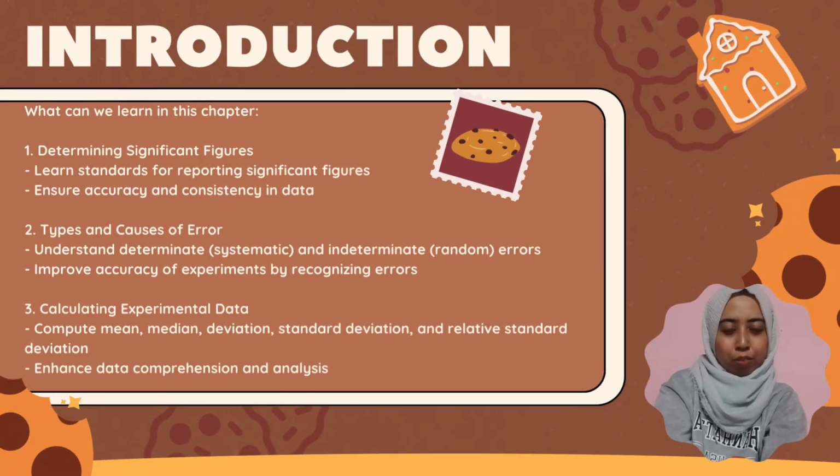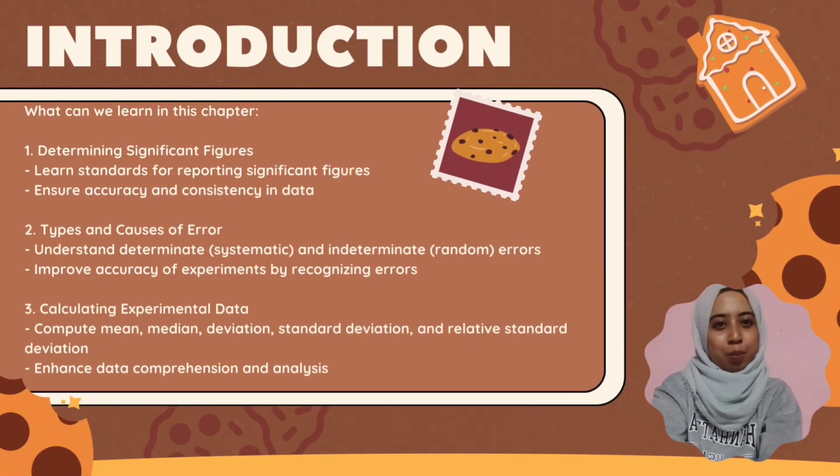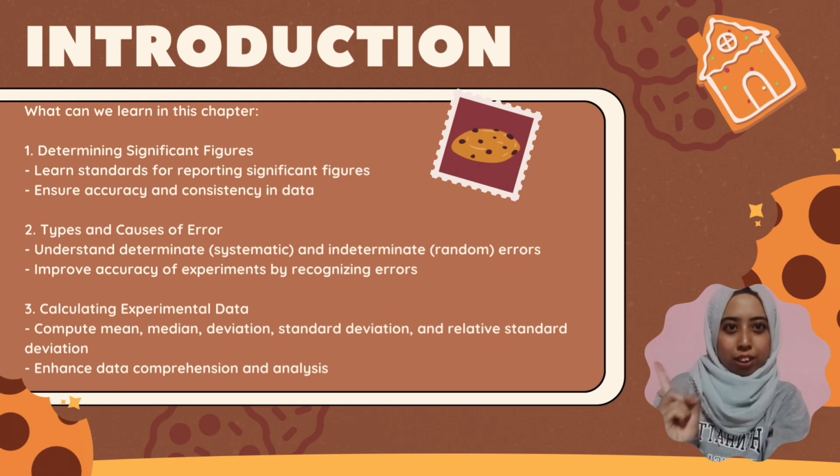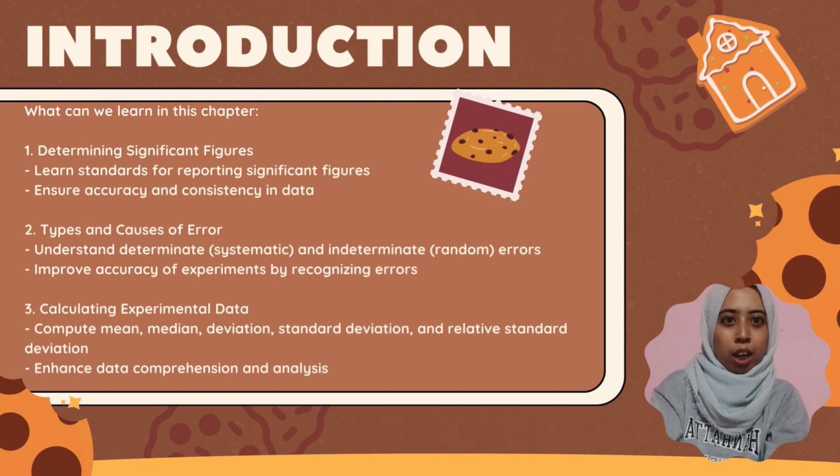So, what can we learn from this chapter? Let's get into the important learning outcomes. First, in this chapter, we will learn about determining significant figures. It is about the standards for reporting significant figures in measurement and findings. This ensures that our data is accurate and consistent.